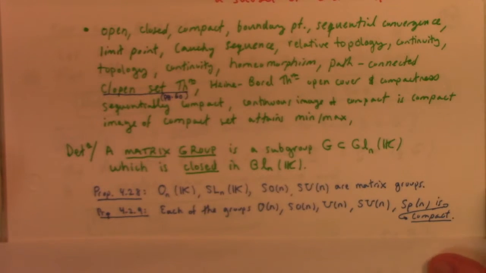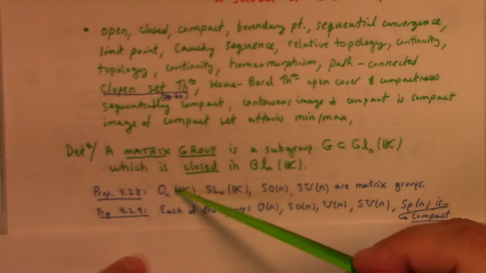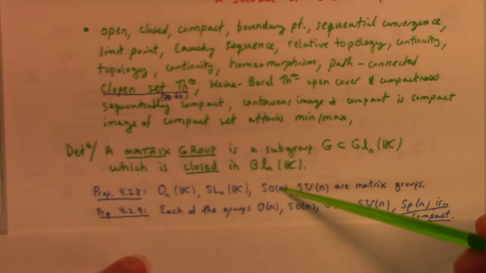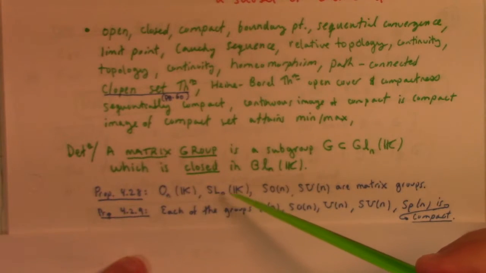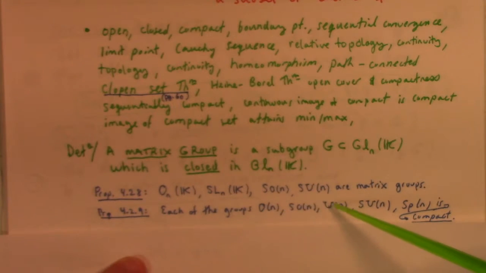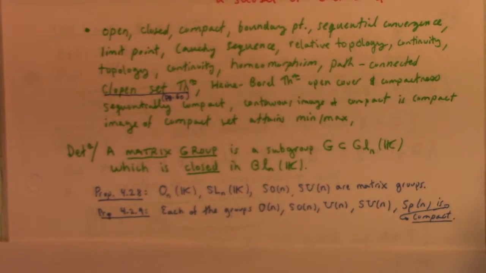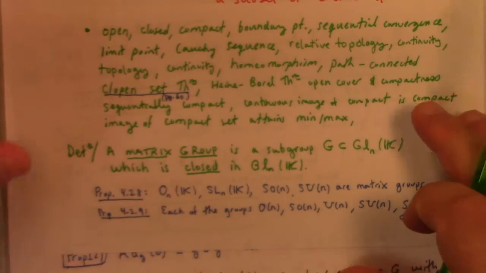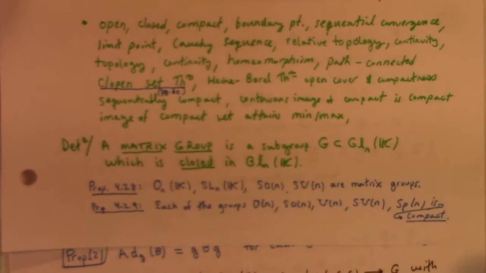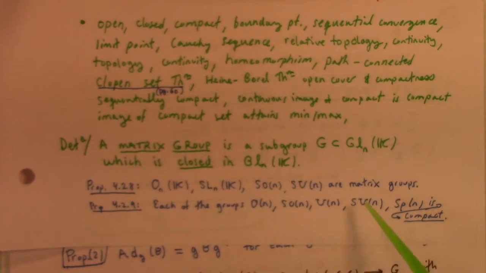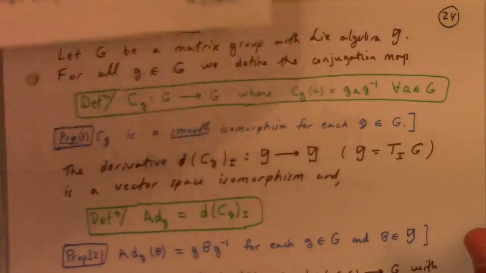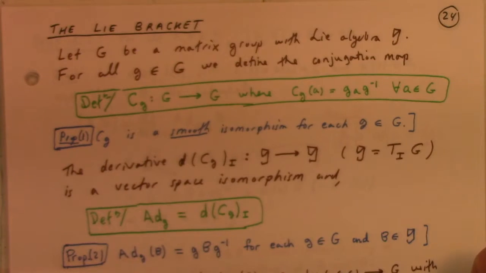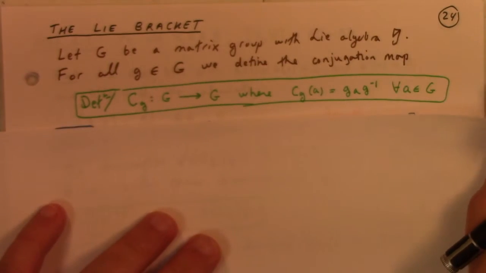All right. So Proposition 4.28 holds that the orthogonal group, the special linear group, the special orthogonal group, the special unitary group, these are all matrix groups. And each of the groups O(n), SO(n), U(n), SU(n), Sp(n) are also compact. Now, notice SL(n) is not on this list. All right. Okay, so that brings us to discuss the so-called Lie bracket.